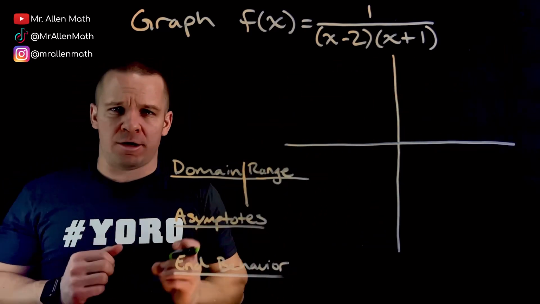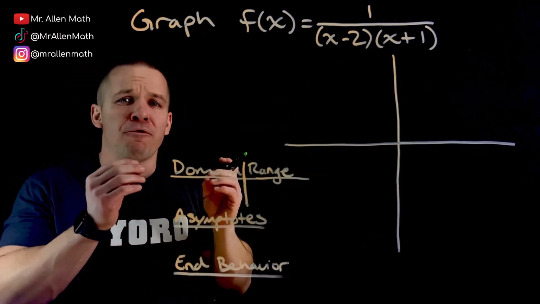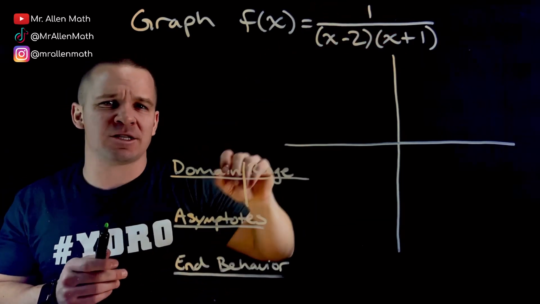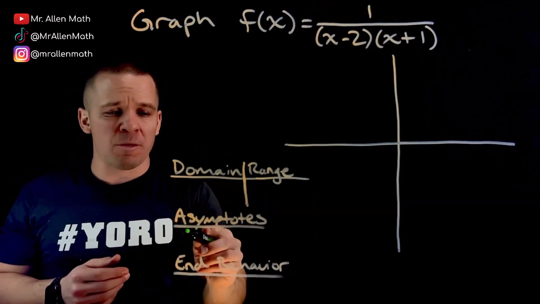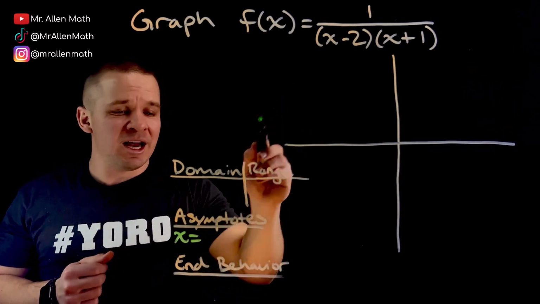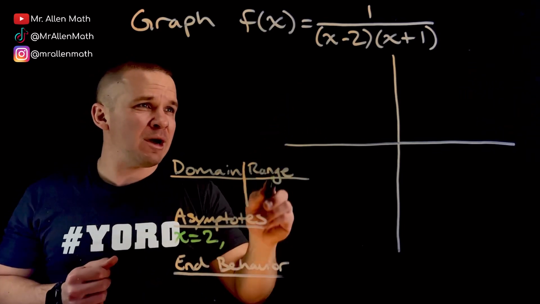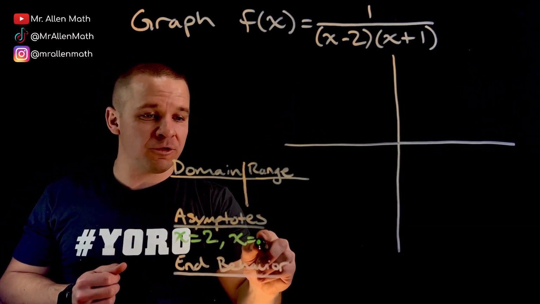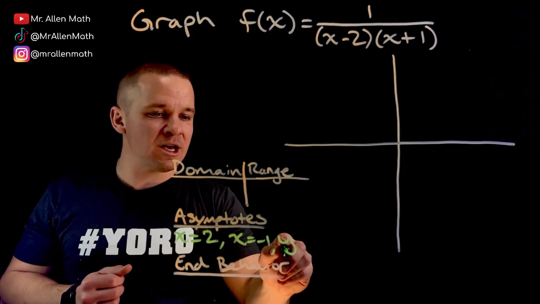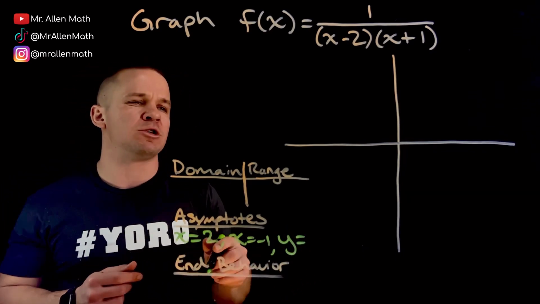Well, my denominator there gives me my vertical asymptote since there's nothing to cancel with it in my numerator. So right off the bat, I've got x equals positive 2 for one of them. I'm going to have x equals negative 1 for the other one. And then I will also have myself a horizontal asymptote. We'll talk about that one in just a sec here.